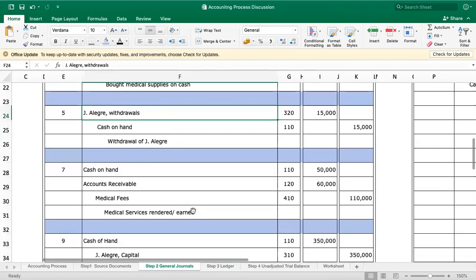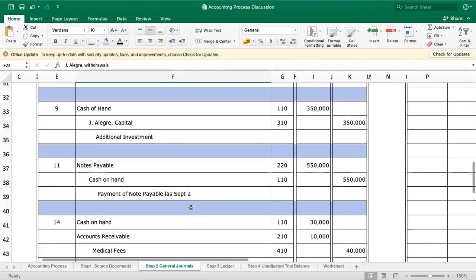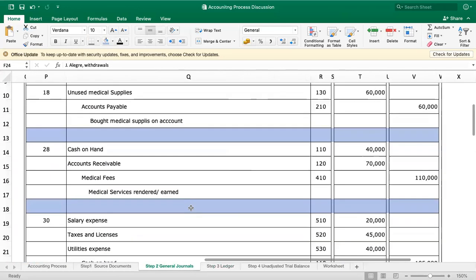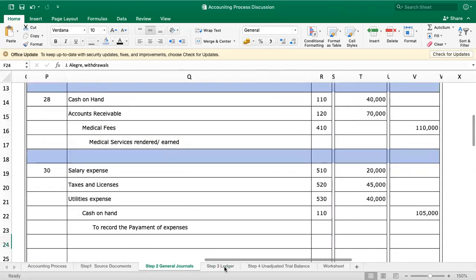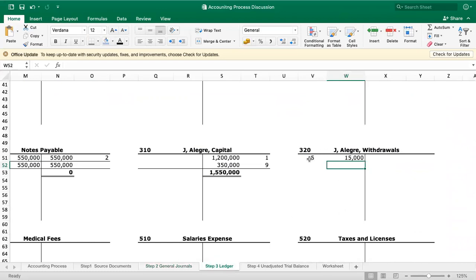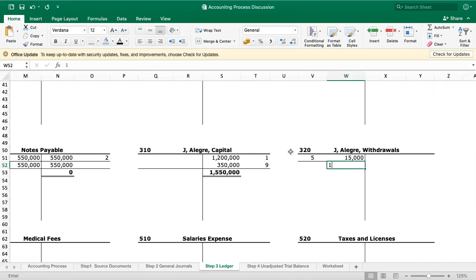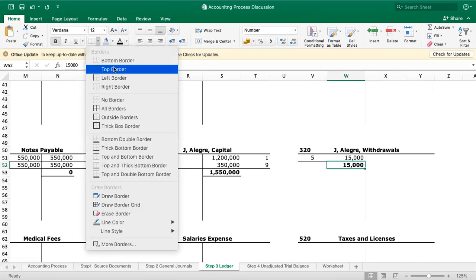So let's find another transaction that affects our withdrawal account. Page 1, wala na. Page 2, wala na rin. So therefore, one transaction lang yung may withdrawal account. Okay, so therefore, this is now our balance of our withdrawal account. So we have a 15,000 debit balance. So that is the debit balance of your withdrawal account.